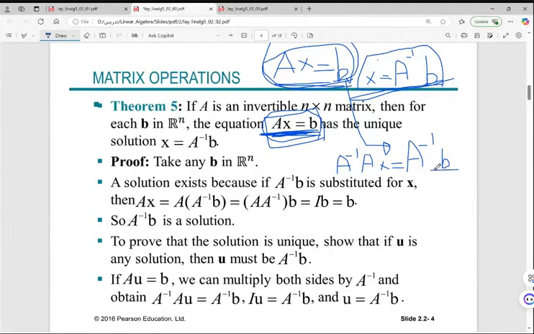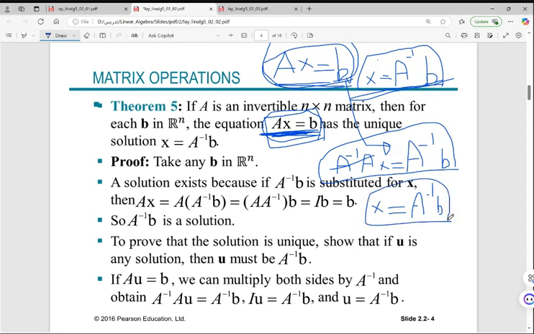So we have AX equals B, and we know that A minus 1 exists. So we can multiply both sides by A minus 1. A minus 1 A equals identity, so it is eliminated, and we will have X equals A minus 1 B. Right? This is the unique solution of Ax equals B.